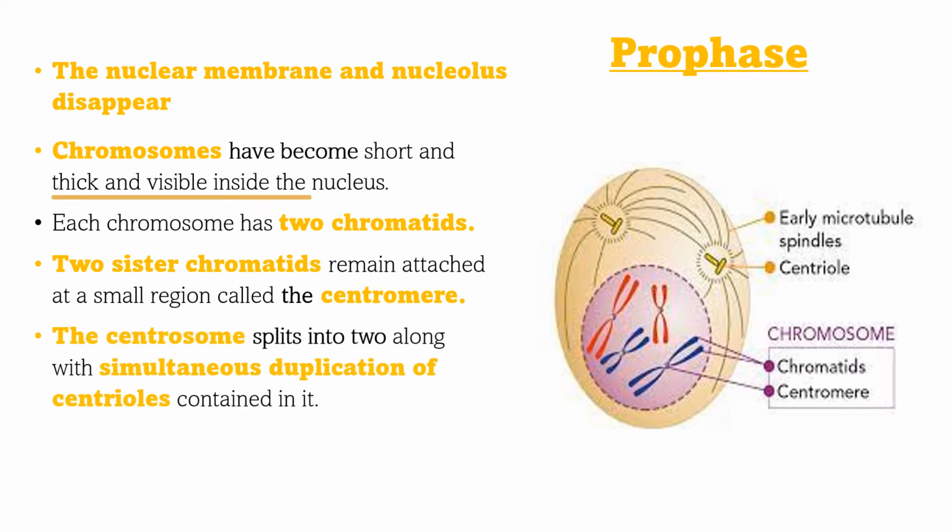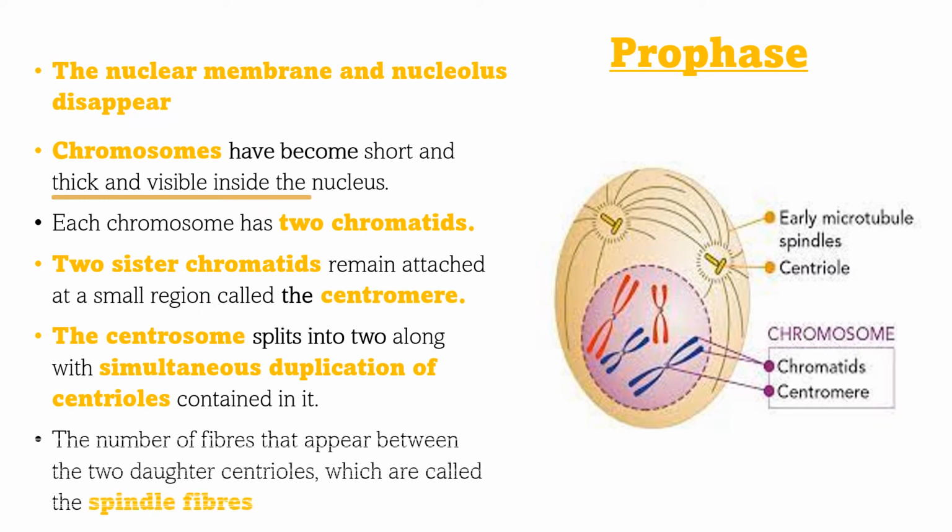Then the next point, the centrosome splits into two along with simultaneous duplication of centrioles contained in it. Here you can see the two daughter centrosomes. The centrosome splits into two along with simultaneous duplication of centrioles. Centrioles also divide. Then the next point, a number of fibers appear between the two daughter centrioles, which are called spindle fibers. You can see spindle fibers between the two daughter centrioles. These are the identifying features of prophase.